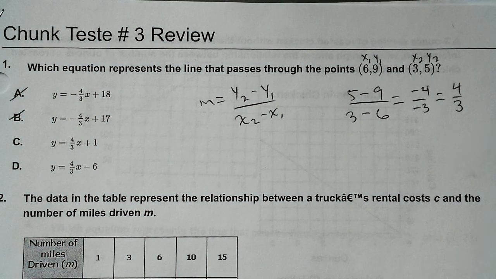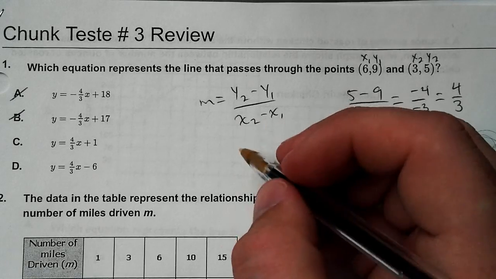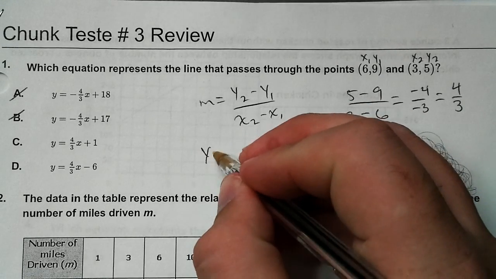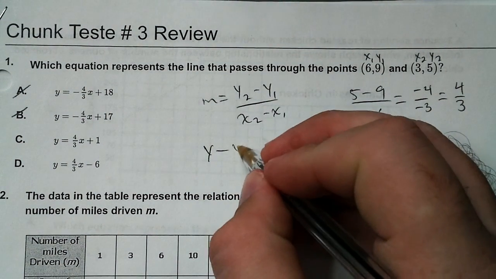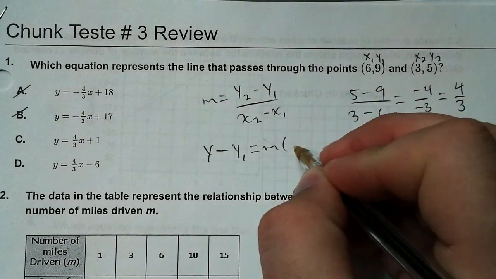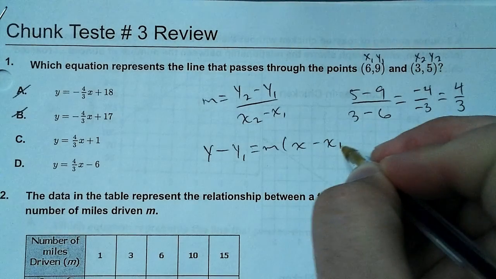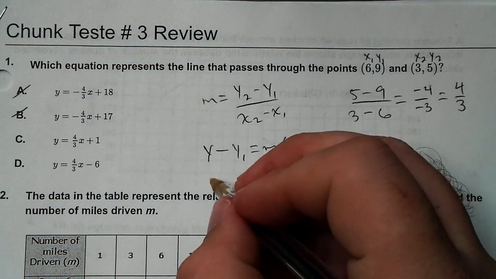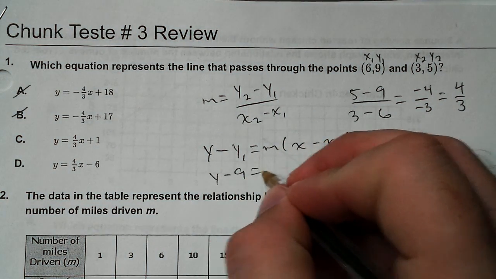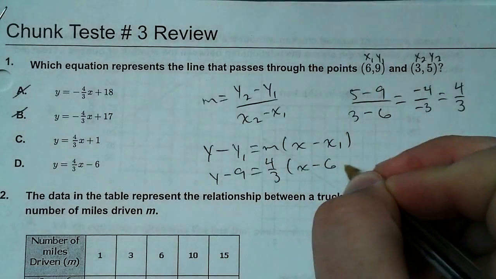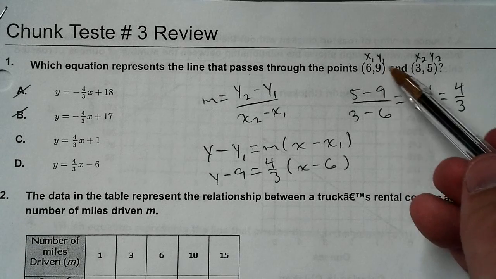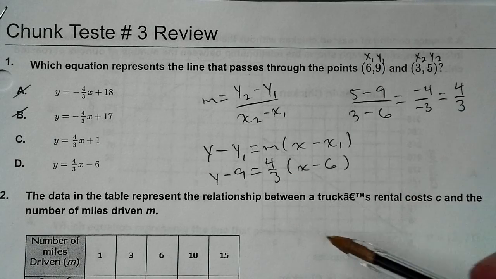Now, keep going. We're going to take this slope and put it in point slope form. y minus, and I'll just go ahead and use this point as my y1, equals m times x minus x1. So plug in what we got: y minus 9 equals 4 over 3 times x minus 6. All I'm doing is plugging in these values and my slope into my equation.